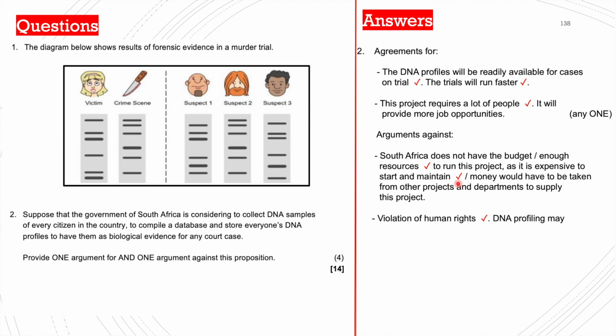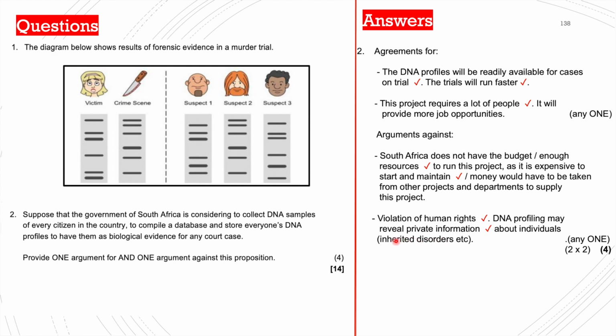Okay, or you can argue to say this will be a violation of human rights. DNA profiling may reveal private information about individuals, such as inherited disorders. Okay, so DNA profiling does not only reveal what the Department of Justice might want it to reveal, it might also reveal things about the individual that the individual does not intend on revealing.